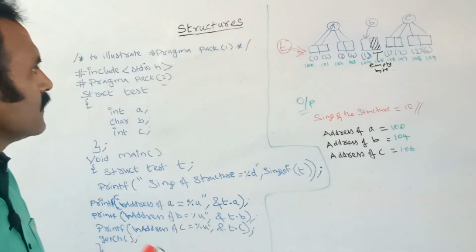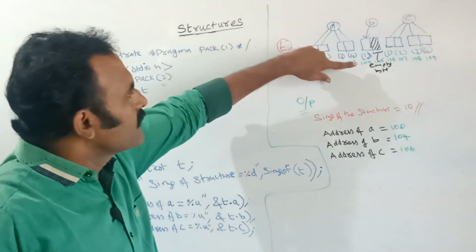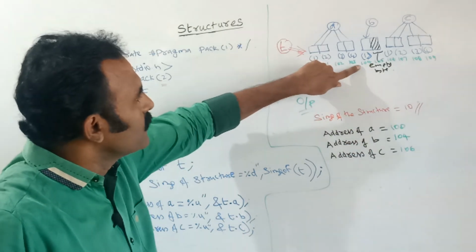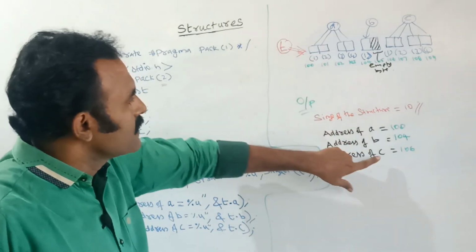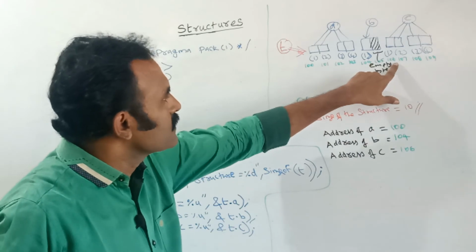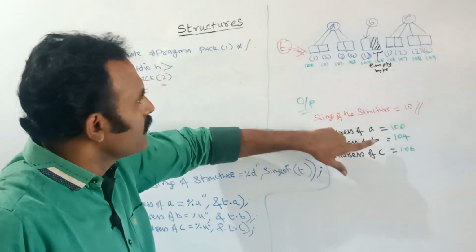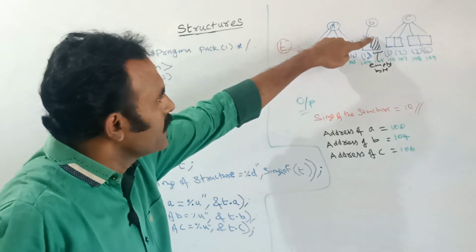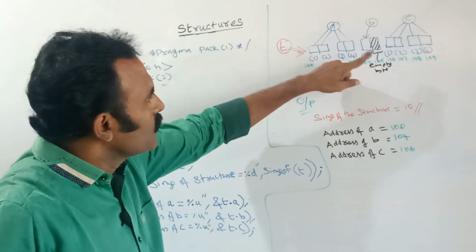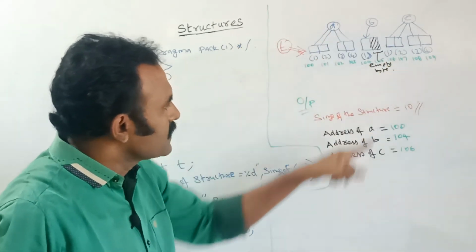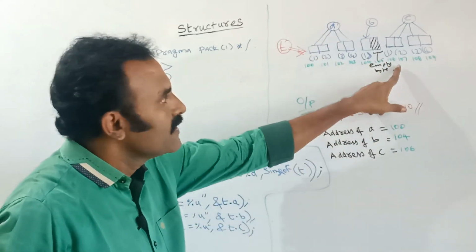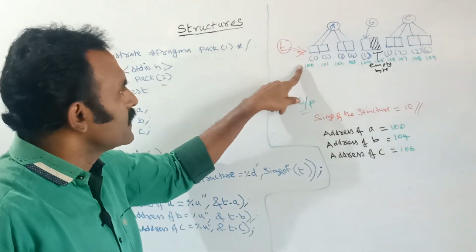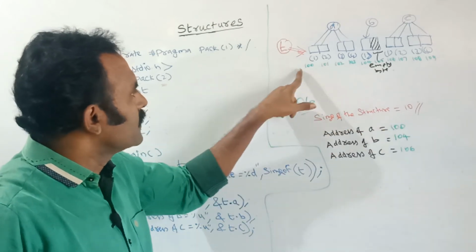See here, this address of B is starting from 104. Next to that, address C is where? It is 106. So this 105, because B is the character data type, it occupies a single byte only. This byte is empty byte. So the address of C starts from where? From 106. See here, A is the 4 byte, so starting address is 100.